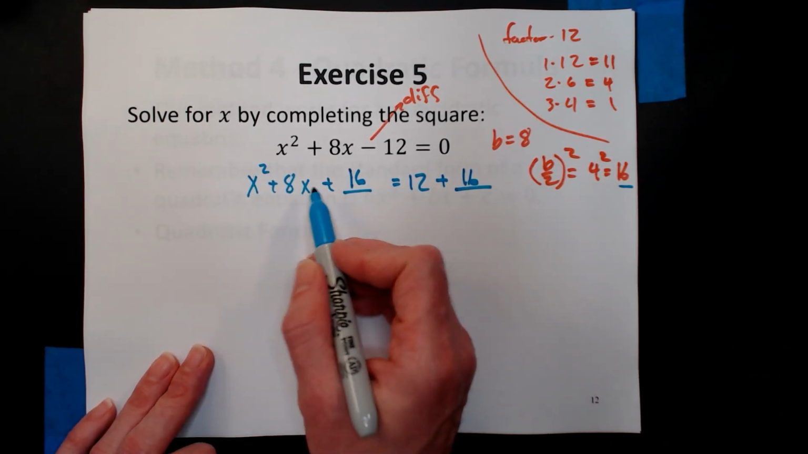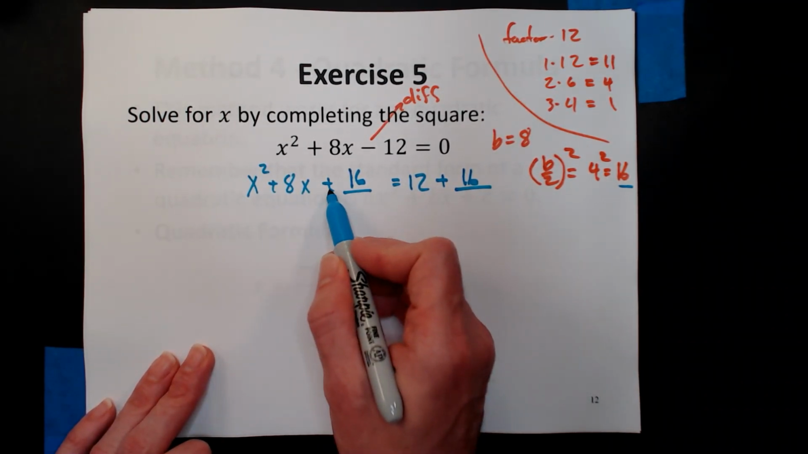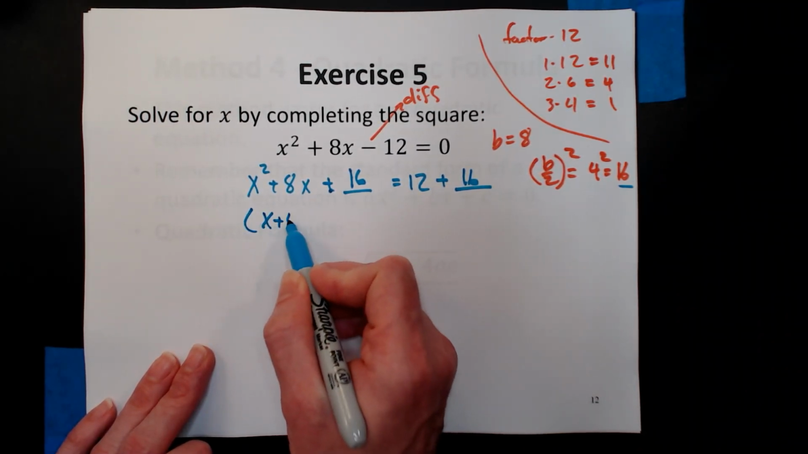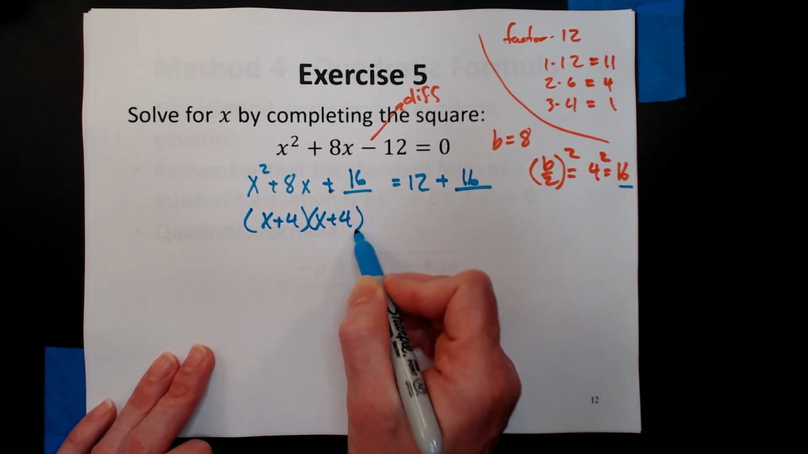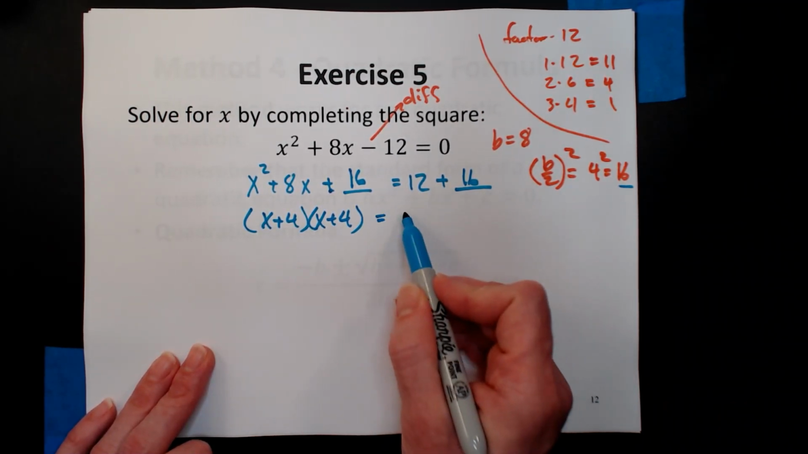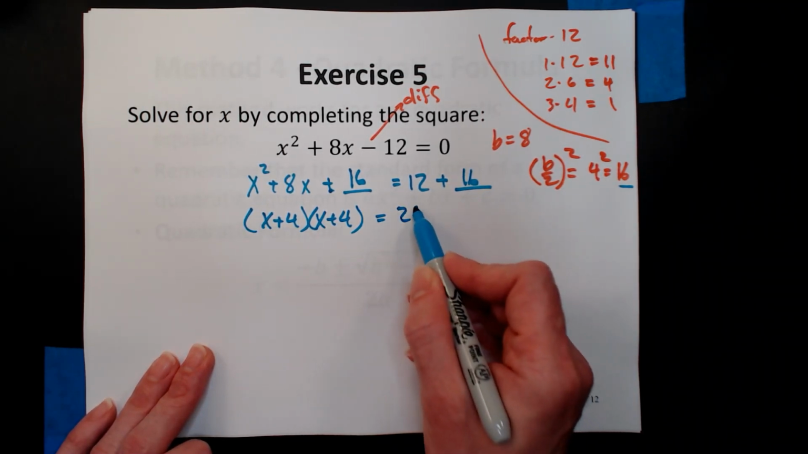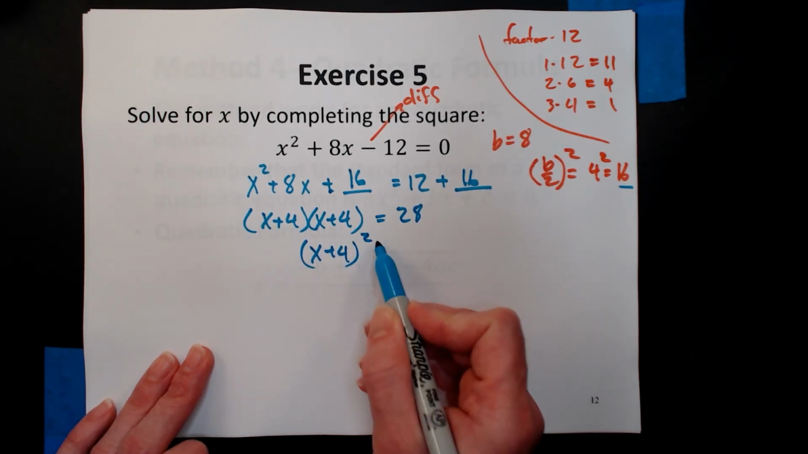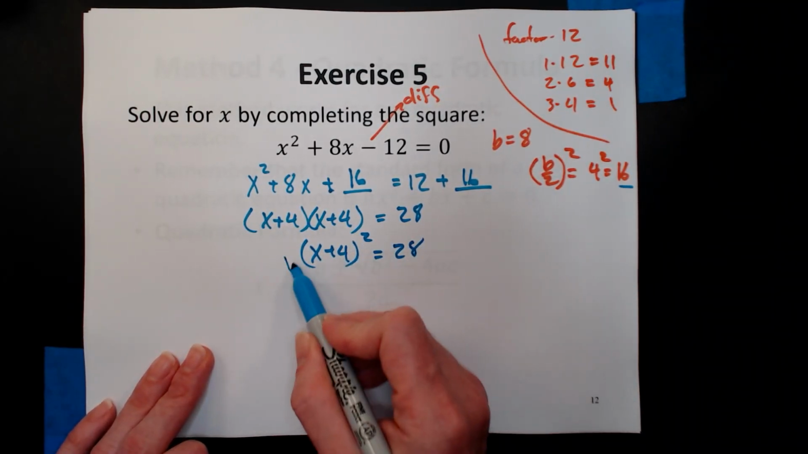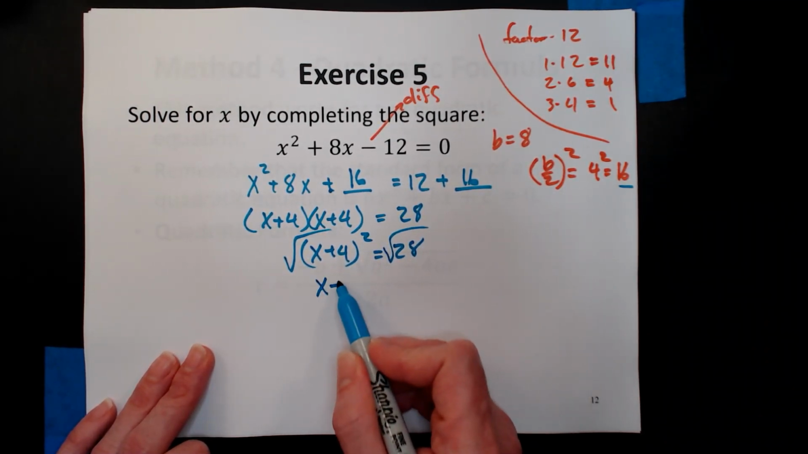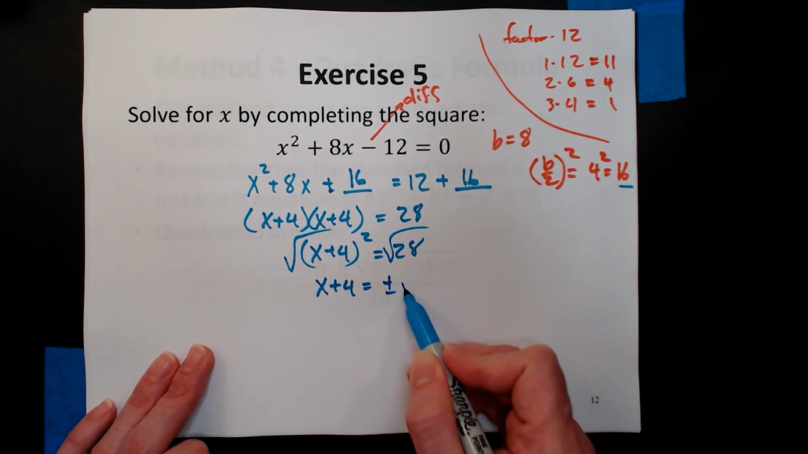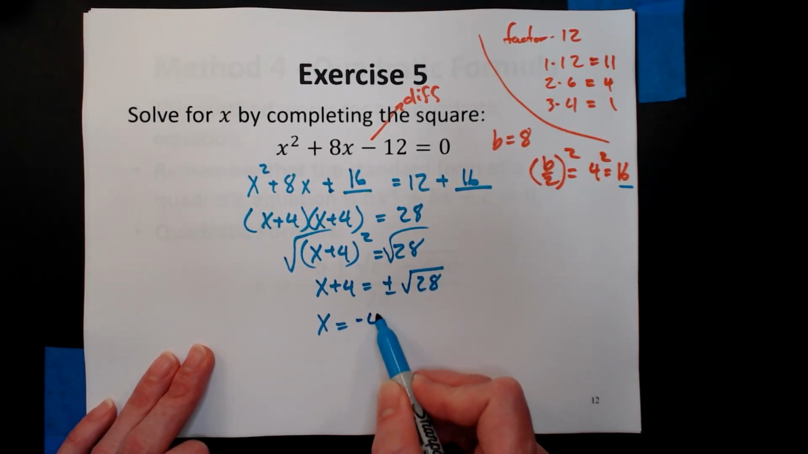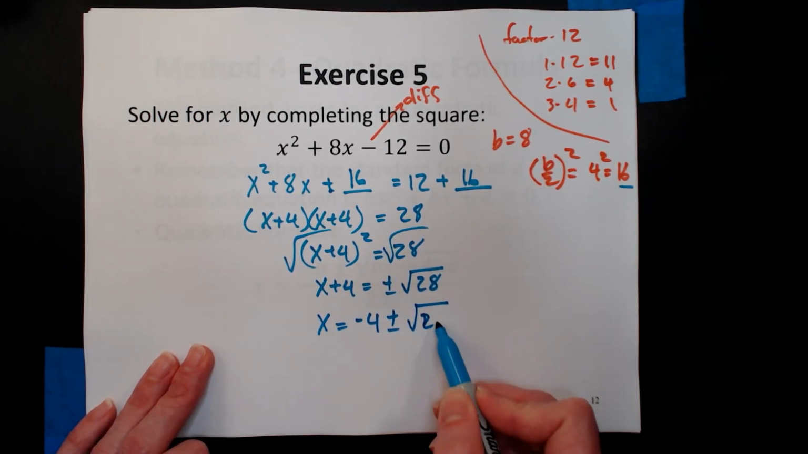So now this factors. What are two factors of 16 that add to give me 8? Because we're looking for the sum, because it's positive. And that's going to be the factors of x plus 4 times x plus 4. Factors nicely. And this over here is going to be 28. So actually we'd write this as x plus 4 quantity squared equals 28. And then I take the square root of both sides. So that's going to be x plus 4 equals plus or minus the square root of 28. And then I'm going to have x equals negative 4 plus or minus the square root of 28.